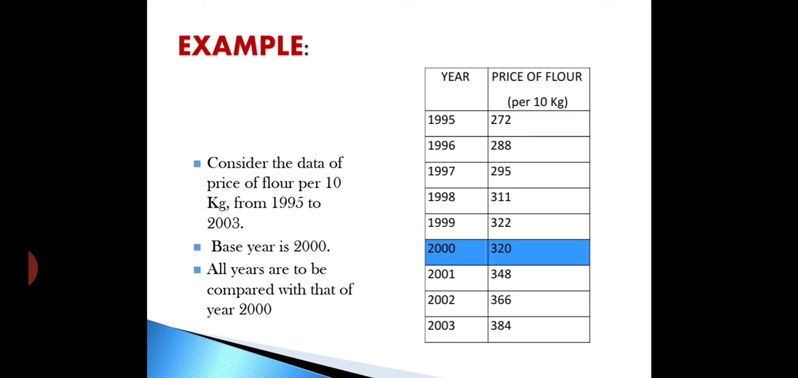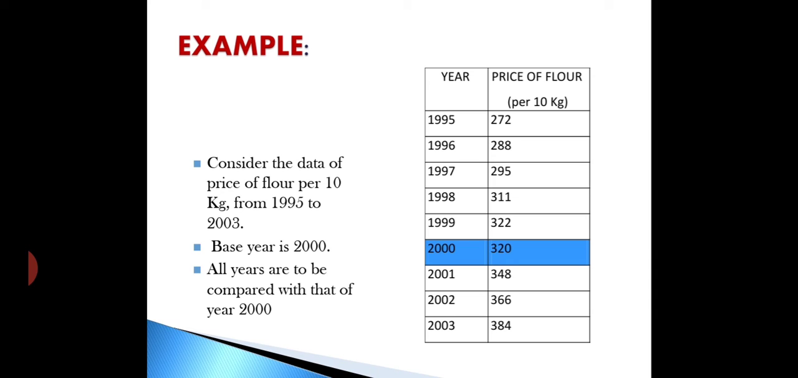And you can see that the year 2000 is highlighted because 2000 is considered as the base year. And now you will be able to understand what the current year means and what the base year means. Current year is that year for which you are going to calculate the index number, and the base year is that year with which you are going to compare the current year. So the base year is 2000, and all the remaining years will be considered as current years.